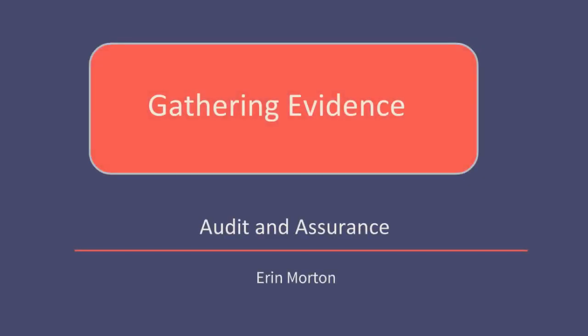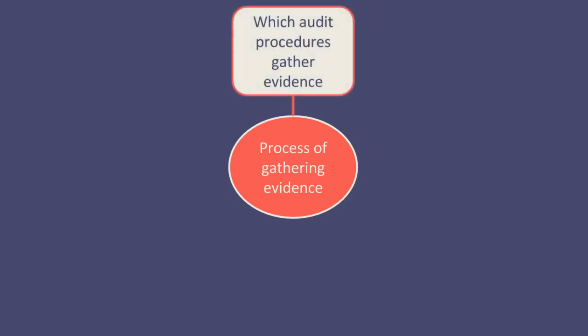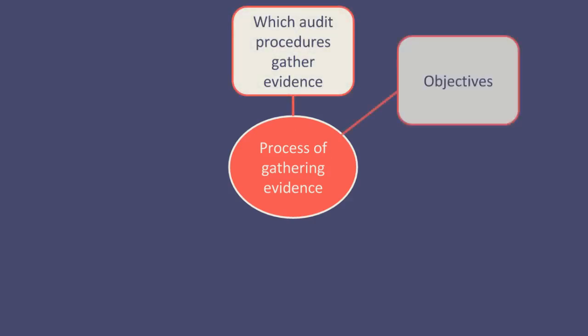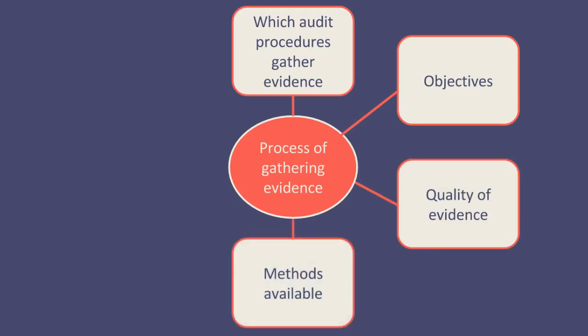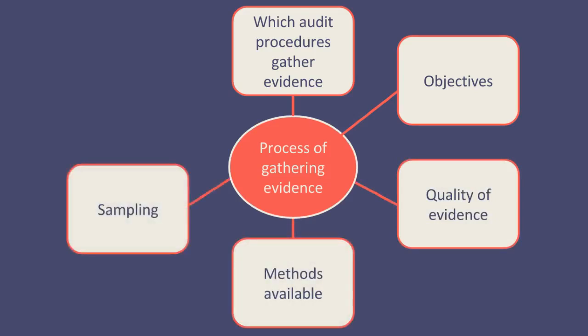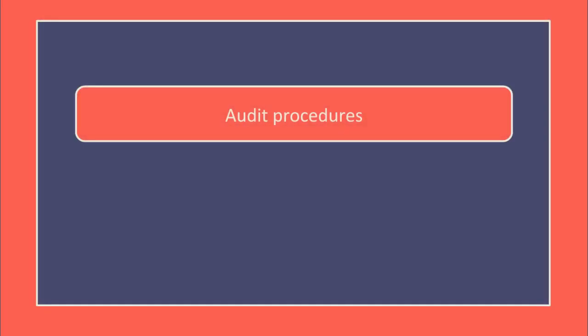This video is going to cover the area of gathering evidence. For us to understand the process of gathering evidence during the external audit assignment, we will need to cover which audit procedures gather evidence, the objectives, the quality of evidence required, the methods available, sampling, and conclusions made from the evidence obtained. The external audit is made up of many audit procedures or audit tests.